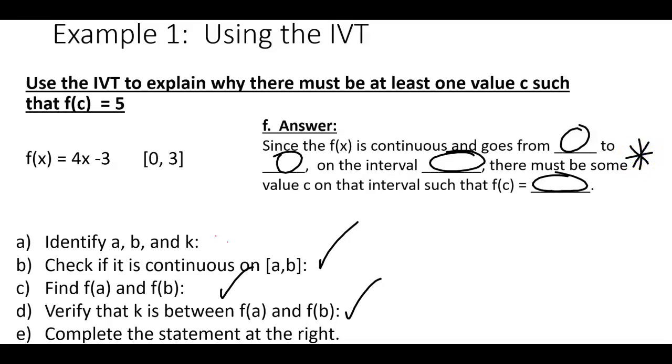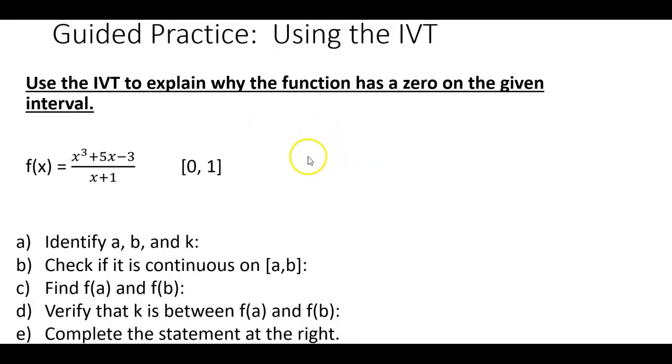Now the only problem with this is that memorizing things is great and helpful, but you have to understand what I'm talking about too. So don't forget what the IVT actually means. Let's keep it simple. It just means that if you go from one y value to another, at some point it has to cross some y values in between. That's basically the idea.